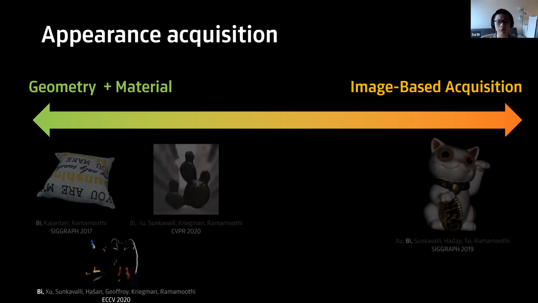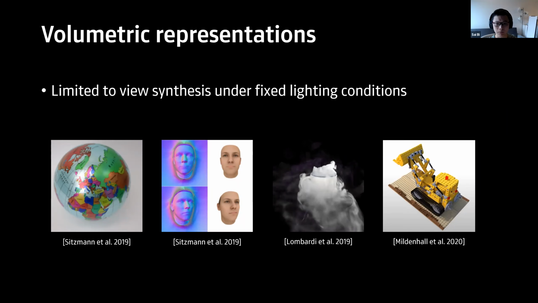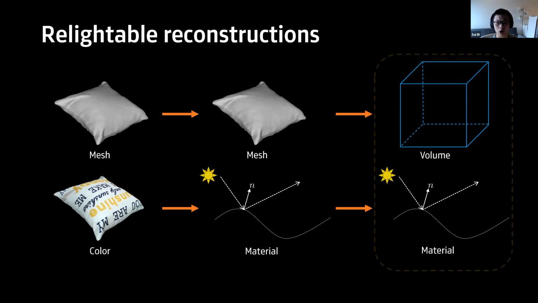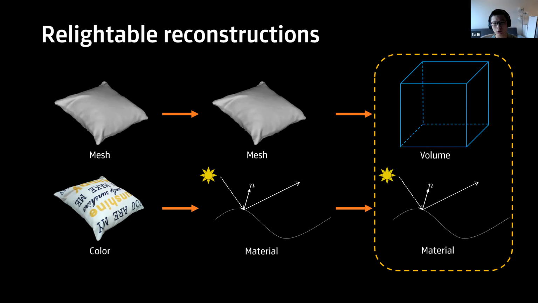Volumetric representations have been widely adopted in recent works. These methods are limited to pure view synthesis and fixed lighting conditions and do not support relighting. In contrast, in our work, in addition to learning a volumetric representation for the scene, we also jointly recover the geometry properties. We also jointly recover the material properties of the volume. Such a novel representation allows us to visualize the object at arbitrary novel viewpoints and lightings.